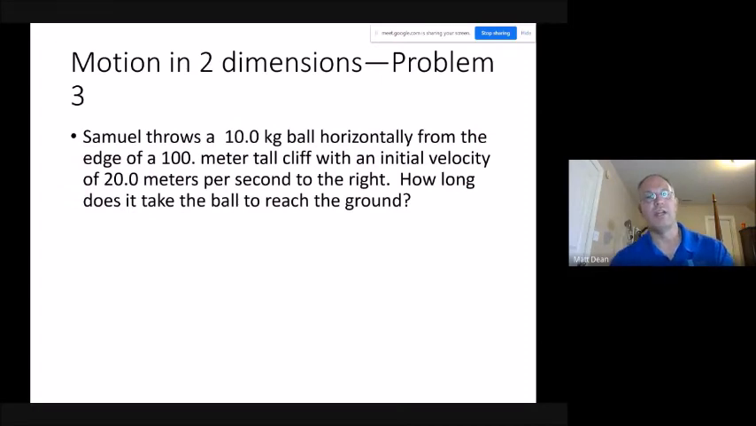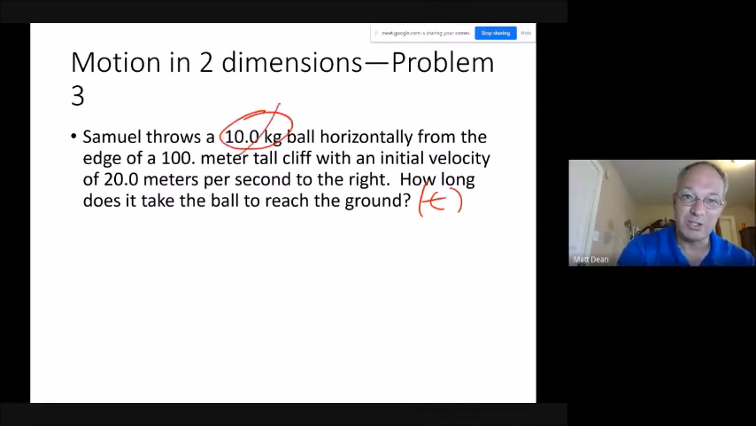All right, so now let's look at another horizontal problem, a horizontal projectile problem, rather. Samuel throws a 10-kilogram ball horizontally from the edge of a 100-meter tall cliff with an initial velocity of 20 meters per second to the right. How long does it take the ball to reach the ground? So we're looking for a time. That's important. What you've got to be able to filter out here is that in this case, you're given some extra information. In these projectile problems, you don't need a mass. You're given this mass. You don't need to know that. That's extra information.